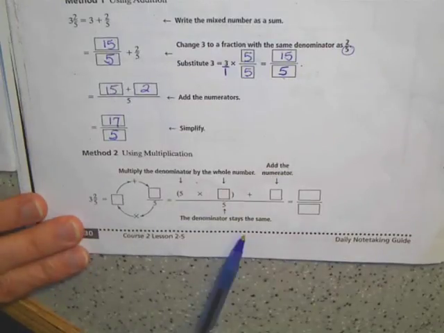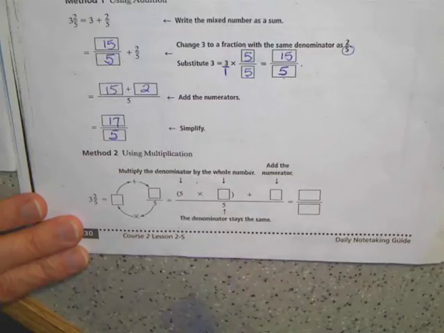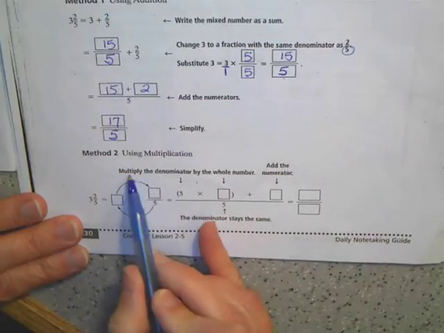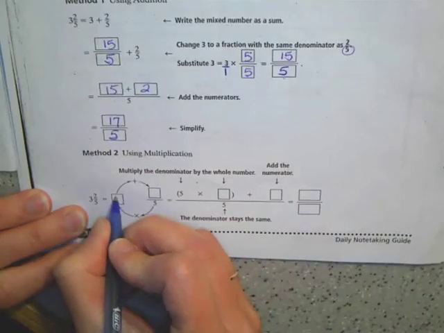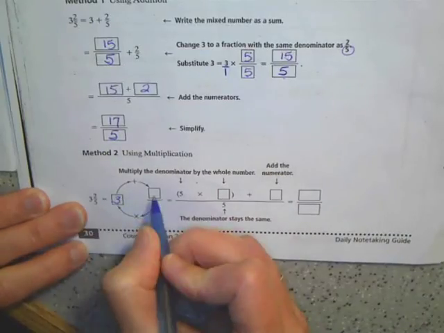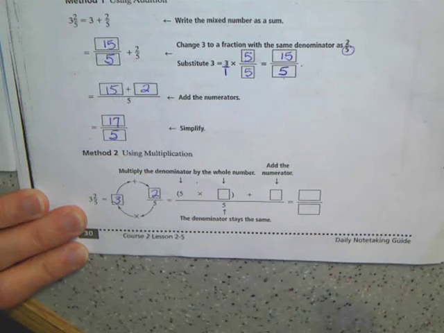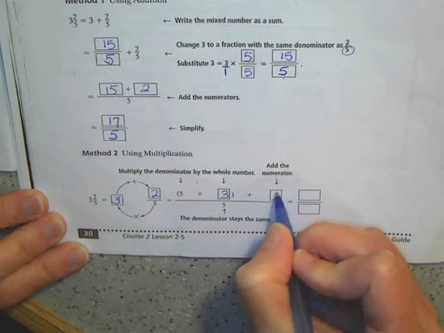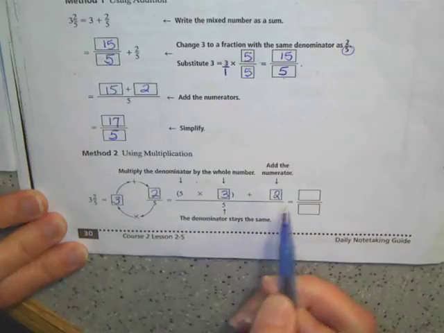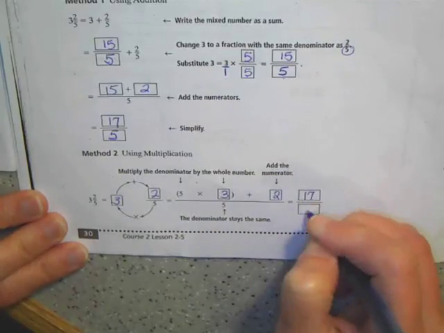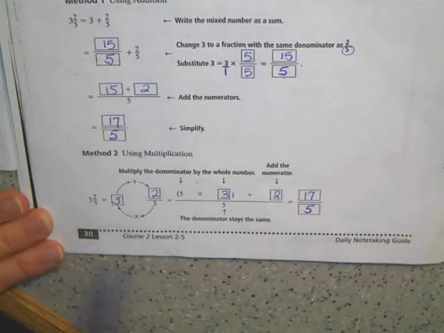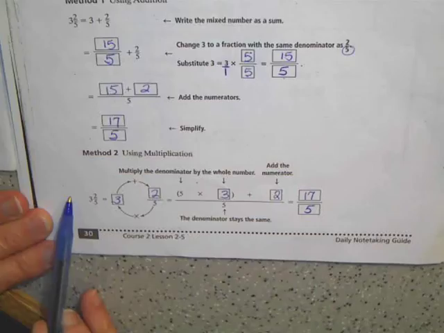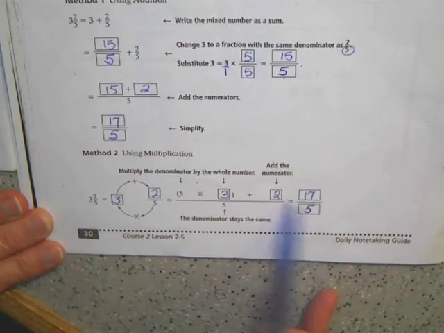The second way is a little bit more like, or is more like what I do. In this one, we just multiply the denominator by the whole number. So we're going to multiply 5 times 3 plus the numerator. Okay, so 5 times 3 plus 2. 5 times 3 is 15 plus 2 is 17. And then I keep my same denominator. Okay, so a little shorthand way of remembering this is bottom times big plus the top. Gives me my new numerator, and then I keep my same denominator.